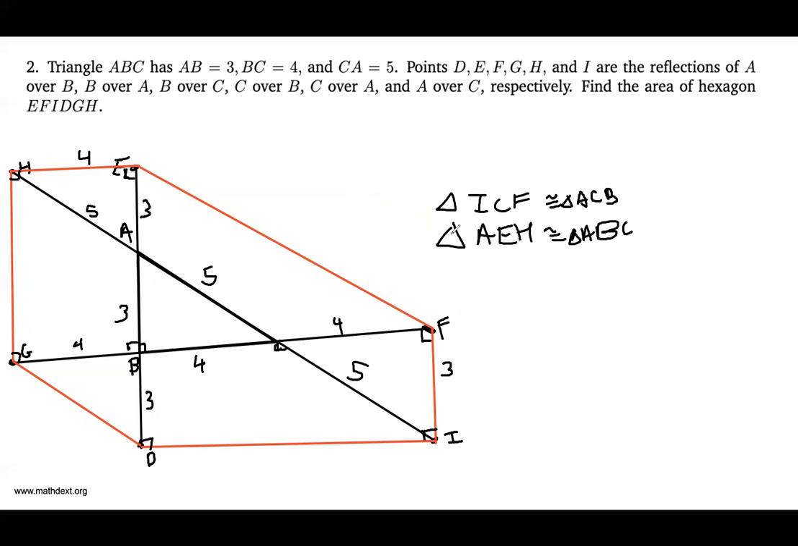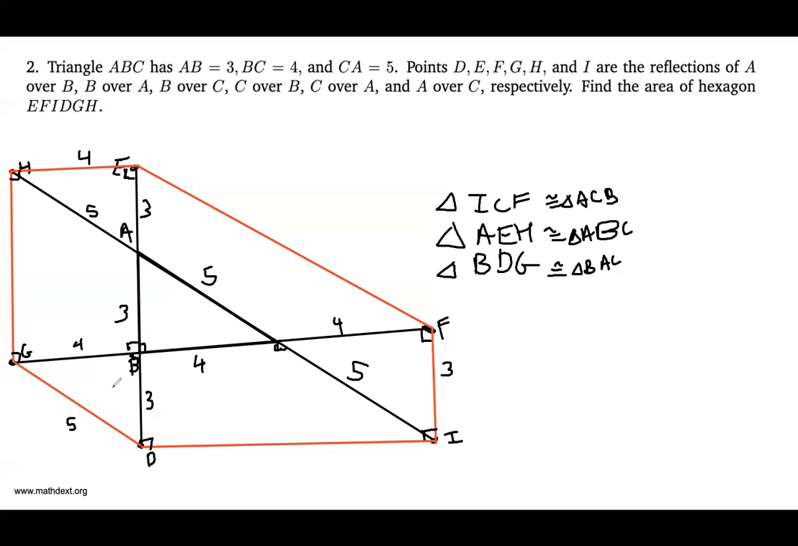Some more congruences. We see that triangle BDG is congruent to our triangle ABC, but we'll write the vertices in the corresponding order, BAC, meaning that this guy is indeed a right angle and this side length is 5.